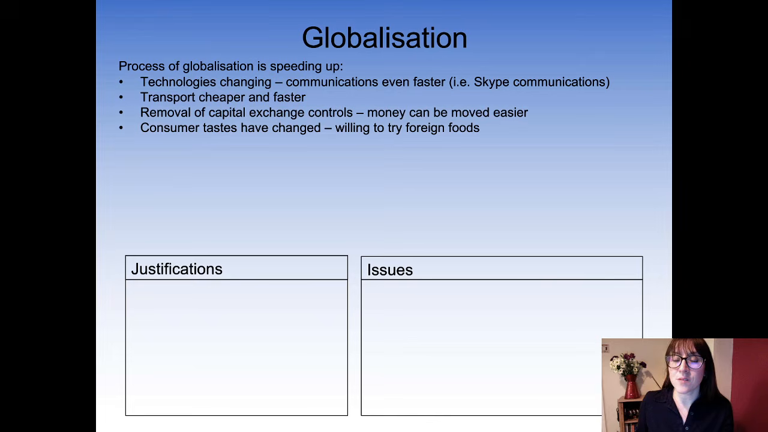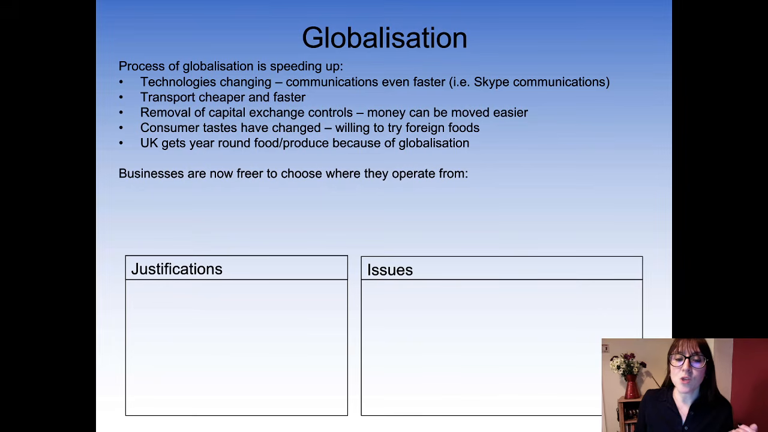We like eating foreign foods. What did you have last night for tea, for example? What do you eat at the weekend? Most of us have at least one foreign food a week. Chinese, Indian, pizza, Italian. So we like foreign foods now, which means that there is a demand, there is a need. The UK gets year-round food and produce because of globalisation.